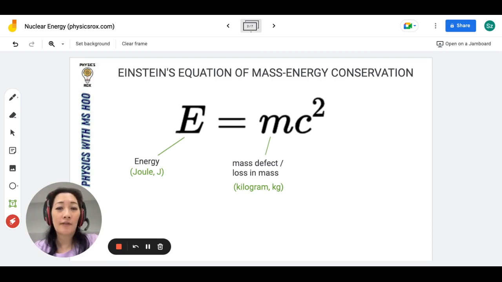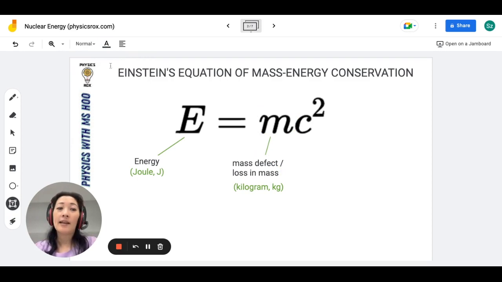So before and after the reaction, the mass does not stay the same. The mass actually decreases. That loss in mass was converted into energy. So that's why M is not mass. M represents the mass defect, which is also the loss in mass.